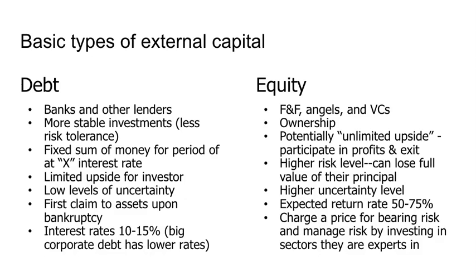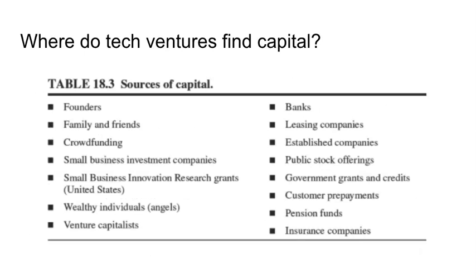So there's a lot more uncertainty associated with these kinds of investments, and very often the expected return rate, even if it's not explicit, can be as high as 50% or 75% per year, or even higher. Basically, investors are charging a price for bearing risk. And the way they manage that risk is usually by investing in sectors that they're experts in. So it's really important to recognize this crucial distinction between these two types of investments and don't confuse them about which one is riskier.